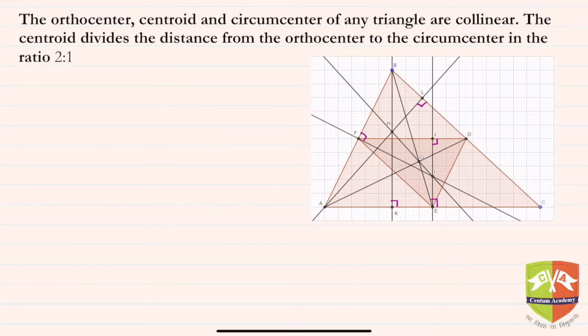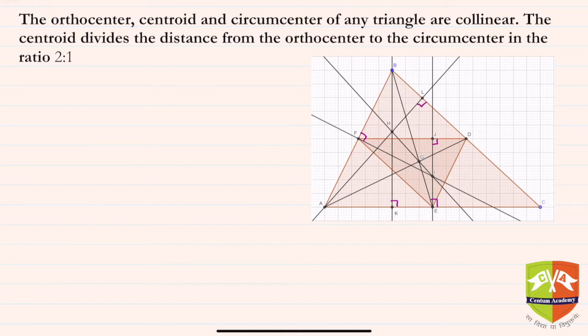Welcome, friends. We have been seeing in the previous few sessions the properties of a triangle and its medial triangle. In this session, we are going to prove that the orthocenter, centroid, and circumcenter of any triangle are collinear, first of all. And then the centroid divides the distance from the orthocenter to the circumcenter in the ratio 2:1. The diagram looks a little intimidating, but don't worry, we'll explain each and every bit of it. So let's start.